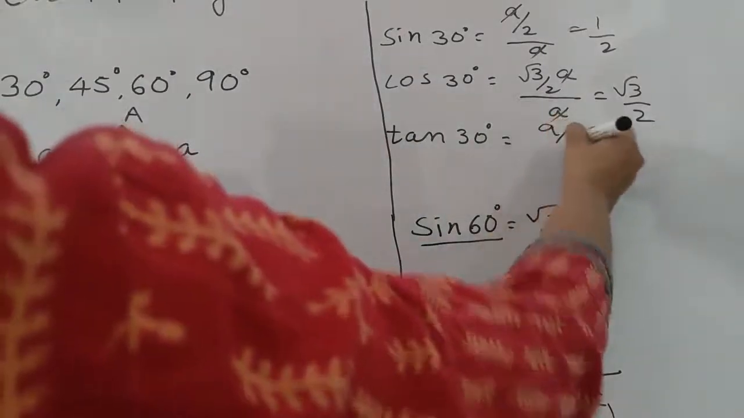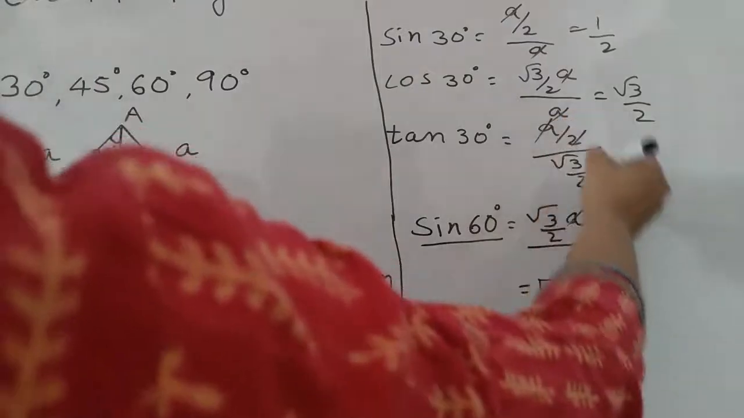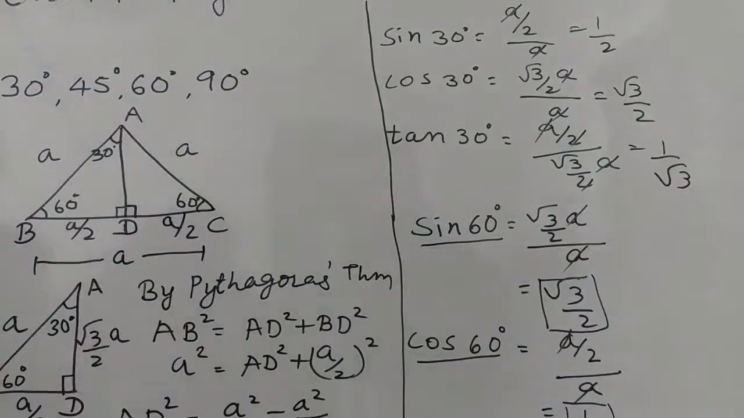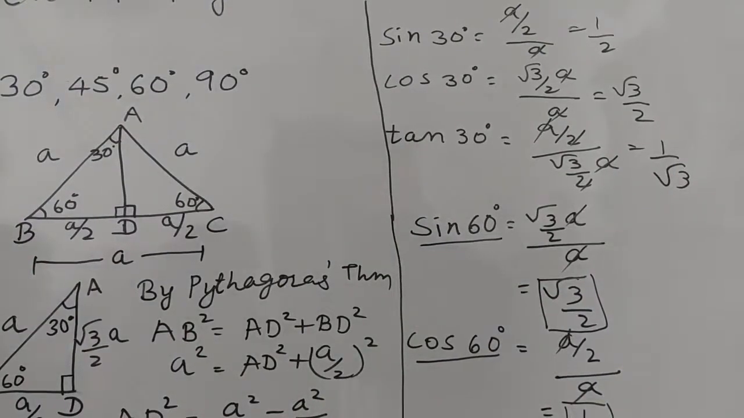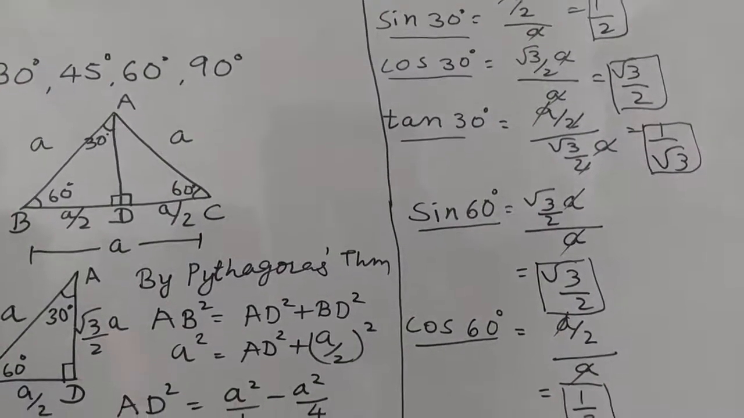So a by 2 upon root 3 by 2a. A cut, 2 cut. So we are left with 1 upon root 3. So likewise we have found 6 values. Sin 30, cos 30, tan 30. These are the values you can see here. And also we have found sin 60, cos 60 and tan 60 values.